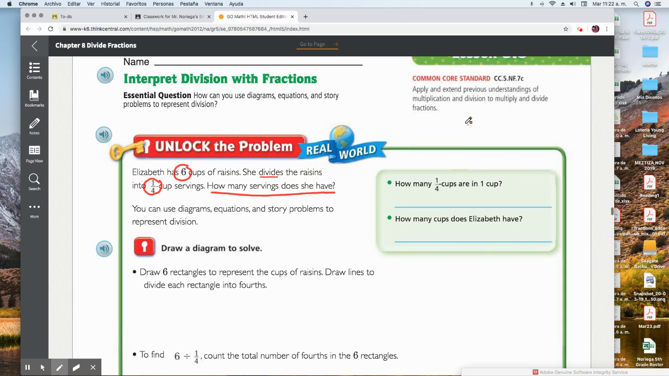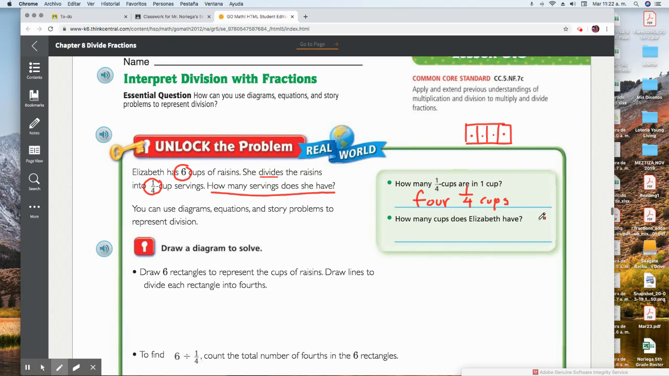Okay, so to find that answer, let's represent 1 cup of raisins with this rectangle. To find how many 1/4 cups of raisins are in 1 cup, we need to divide this rectangle into 4 equal pieces. Okay, why 4 pieces? Because the denominator is 4. So how many pieces are in the rectangle? 1, 2, 3, 4. Okay, so the answer would be 4 1/4 cups.